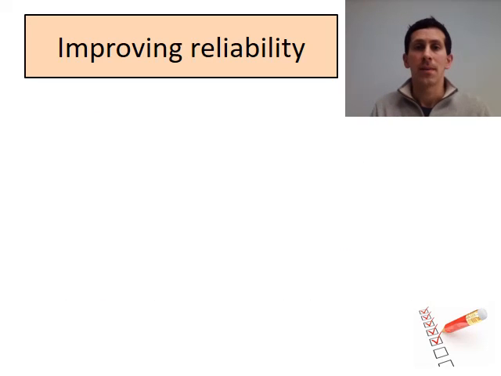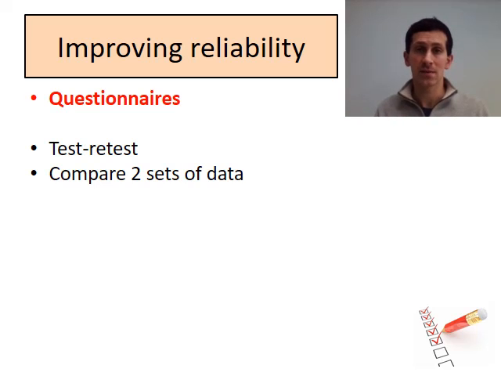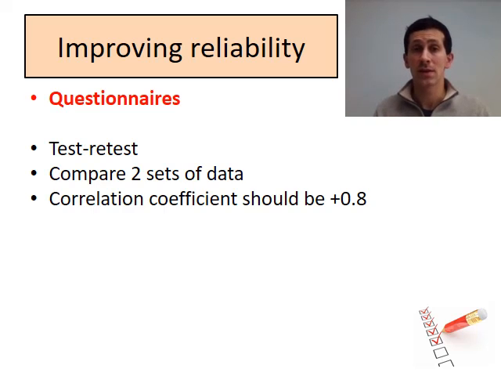So another thing you've got to know about is improving reliability and how you do this in different studies. So we're going to look at a range of different techniques like questionnaires, interviews, experiments, and try and show you how you might go about improving the reliability of those. So in a questionnaire, you'd most likely do a test-retest method to compare the 2 sets of data. And remember, when you're comparing the results of one questionnaire to another, and you're trying to see if the scores are similar, you've got to try and reach that correlation coefficient of plus 0.8. That shows that there is a high positive correlation between the two sets of data.